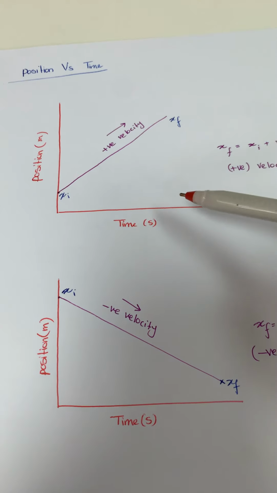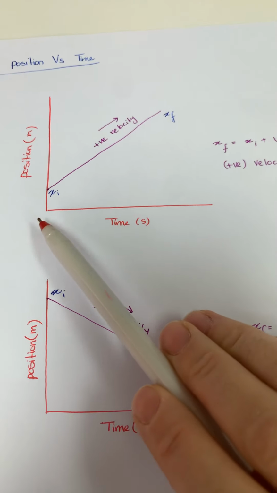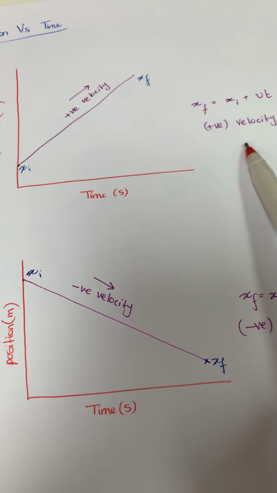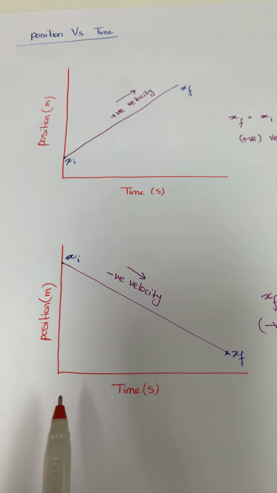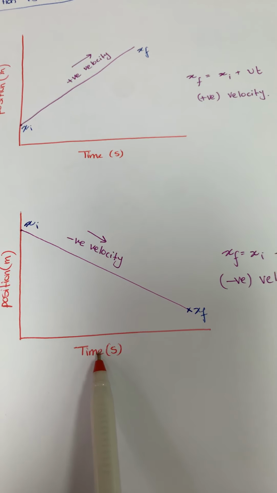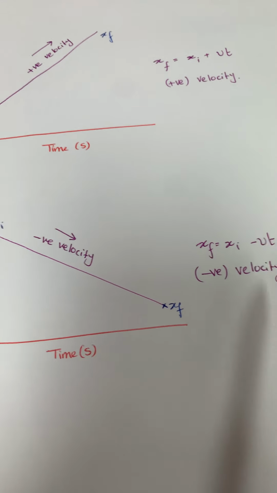Now, when we plot, sometimes we have a positive velocity, which means that x initial is this line, the x final, so the velocity will be a positive slope, and sometimes we have a negative slope when the position is on the negative side of the time, so we have a negative velocity.